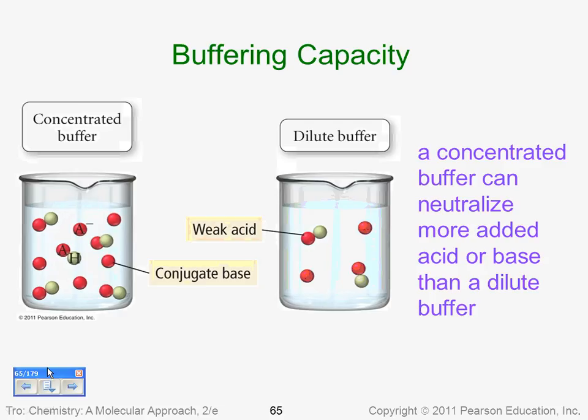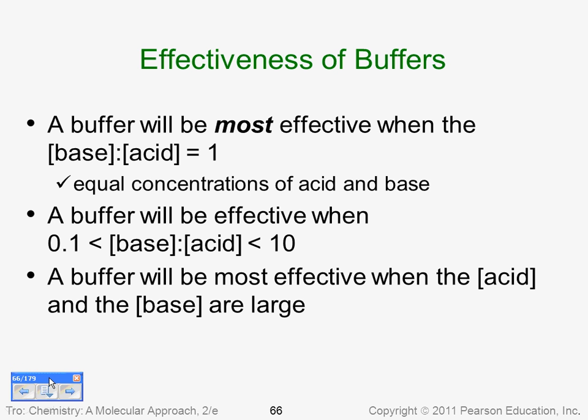Concentrated buffer, you've got obviously more ability to neutralize. For every mole of the base that goes in there, it's going to switch over a mole of one of those. For every mole of acid that goes in there, it's going to switch over a mole of something. So the more concentrated the buffer, the greater the capacity. So, bottom line is this. Because of those two things, capacity and range, your most effective buffer is going to be equal amounts, 1 to 1.